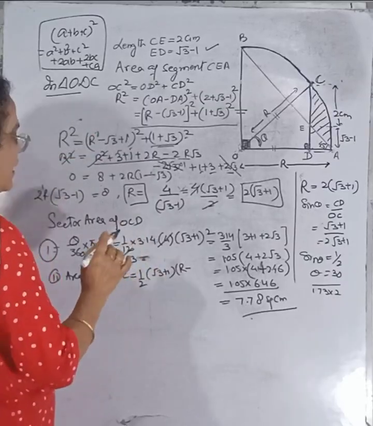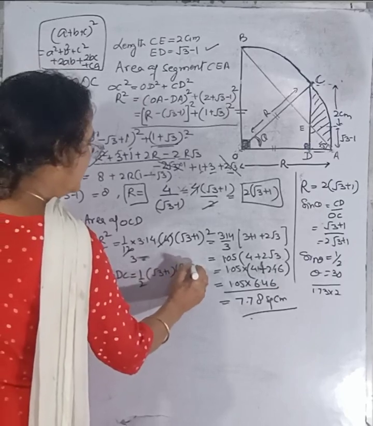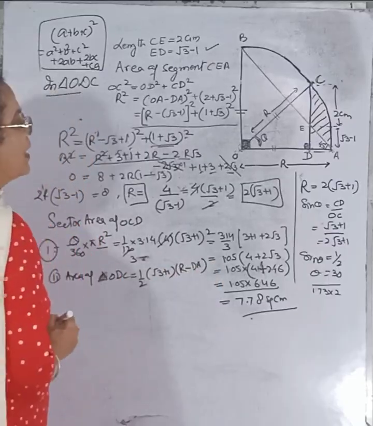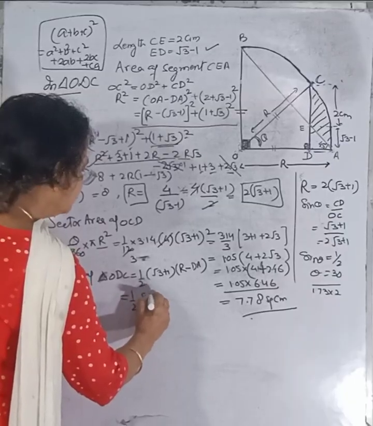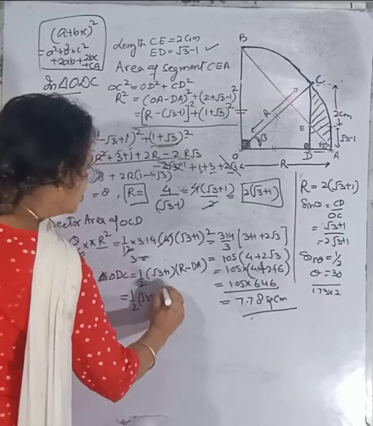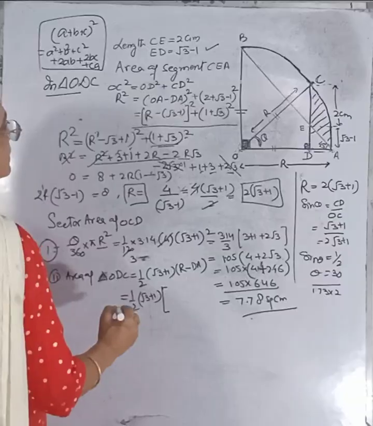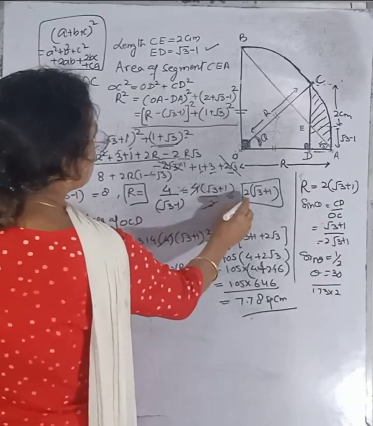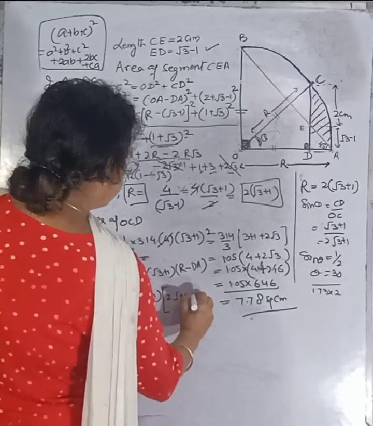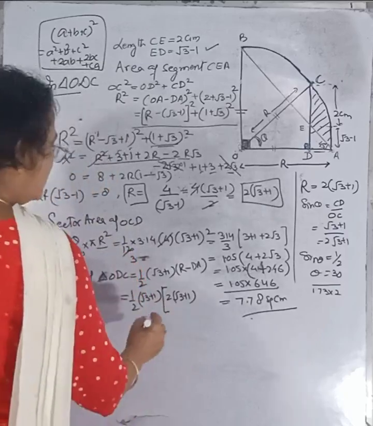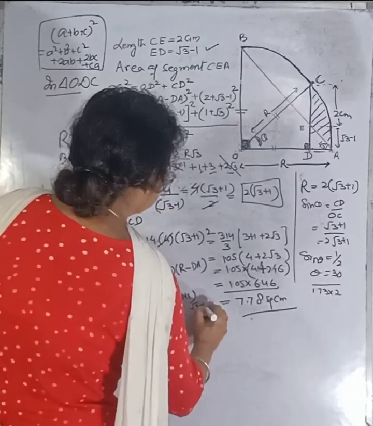Again we can calculate it. This is R minus OD, R minus DA. It is equal to 1/2 root 3 plus 1 into R, where R is equal to 2 times root 3 plus 1, minus DA. DA is equal to root 3 minus 1.